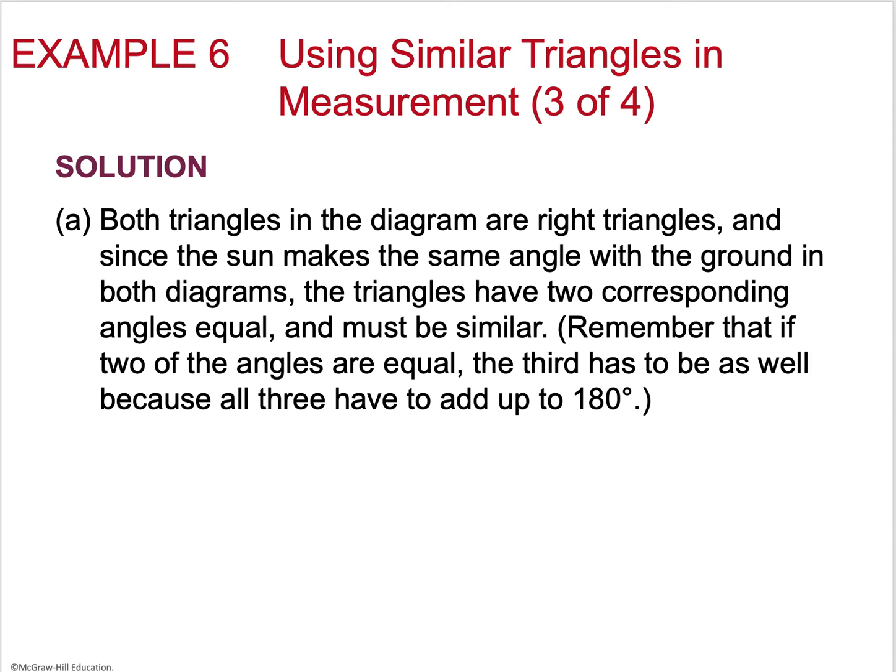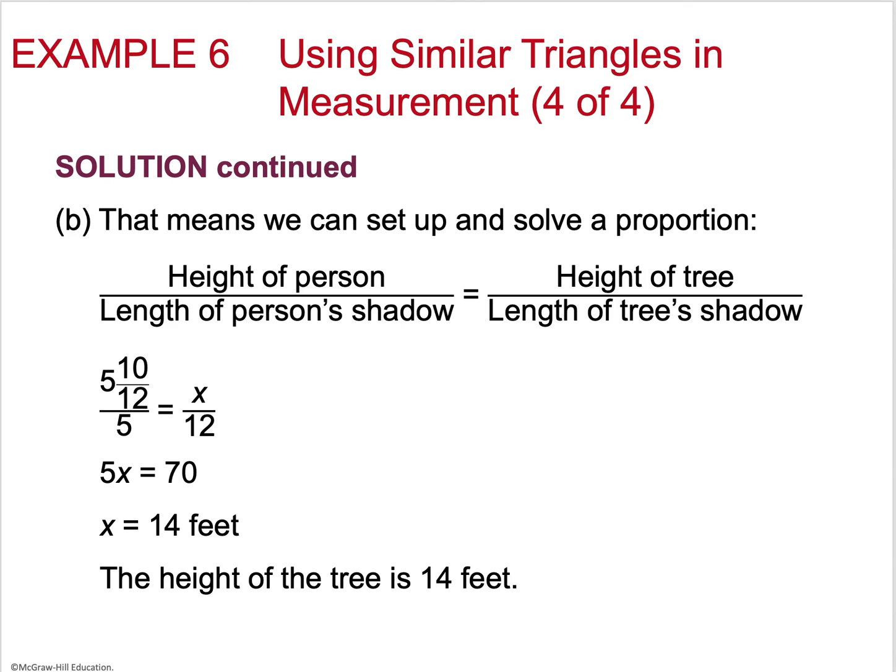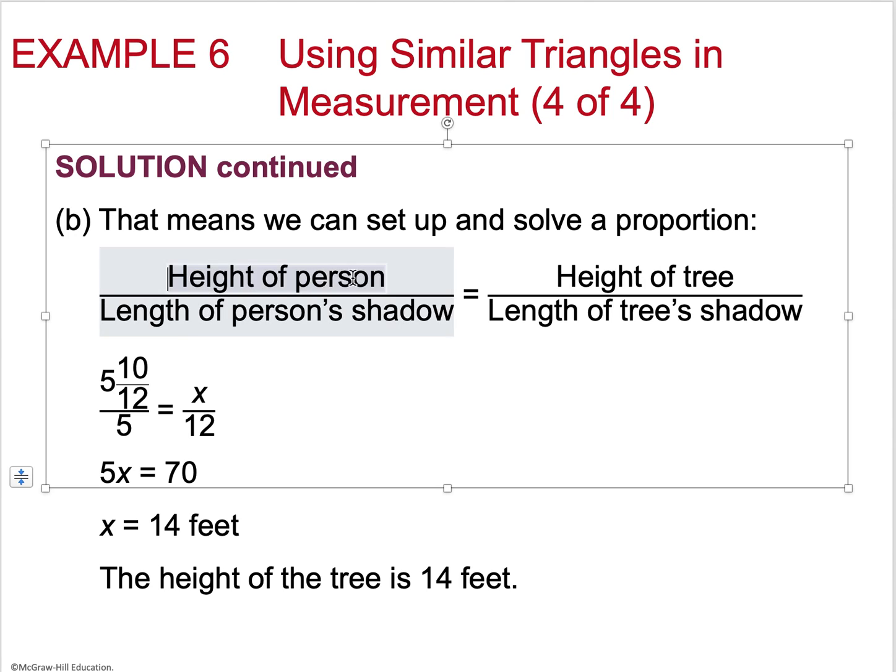The sun creates the same angle on the ground for both diagrams, so I know that my angles are going to be equal. And if two triangles have the same measurements for all three corresponding angles, then they are going to be similar by definition. So to set up the similarity, I'm going to define the height of the person that they gave me, divide that by their shadow, then the height of the tree and the length of the tree's shadow. I'm then going to cross multiply 5 times x and 5 and 10/12 times 12. Then I divide both sides by 5, and that is how I arrived at 14.